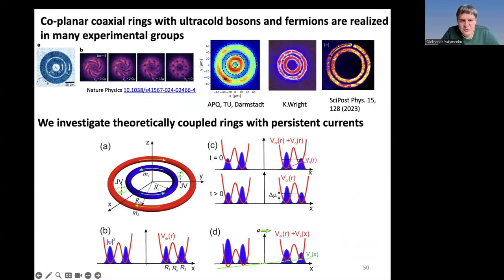And another system which we discussed today is a planar system which was realized in many experiments. These are some examples from different experimental groups, from Florence, from Australia. I don't remember exactly, but this is a link from the Darmstadt group, from the East in the US, and also again in Australia. So a lot of different groups created this double ring system, and we consider the physics related to the persistent current in this system.